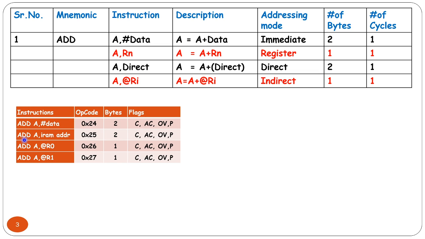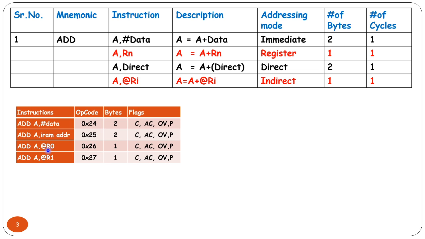Next instruction, ADD A, direct. This is the internal memory, meaning the random access memory address. This has operation code 25H. Again these flags get affected; for every arithmetic instruction these 4 flags get changed according to the instruction operation.